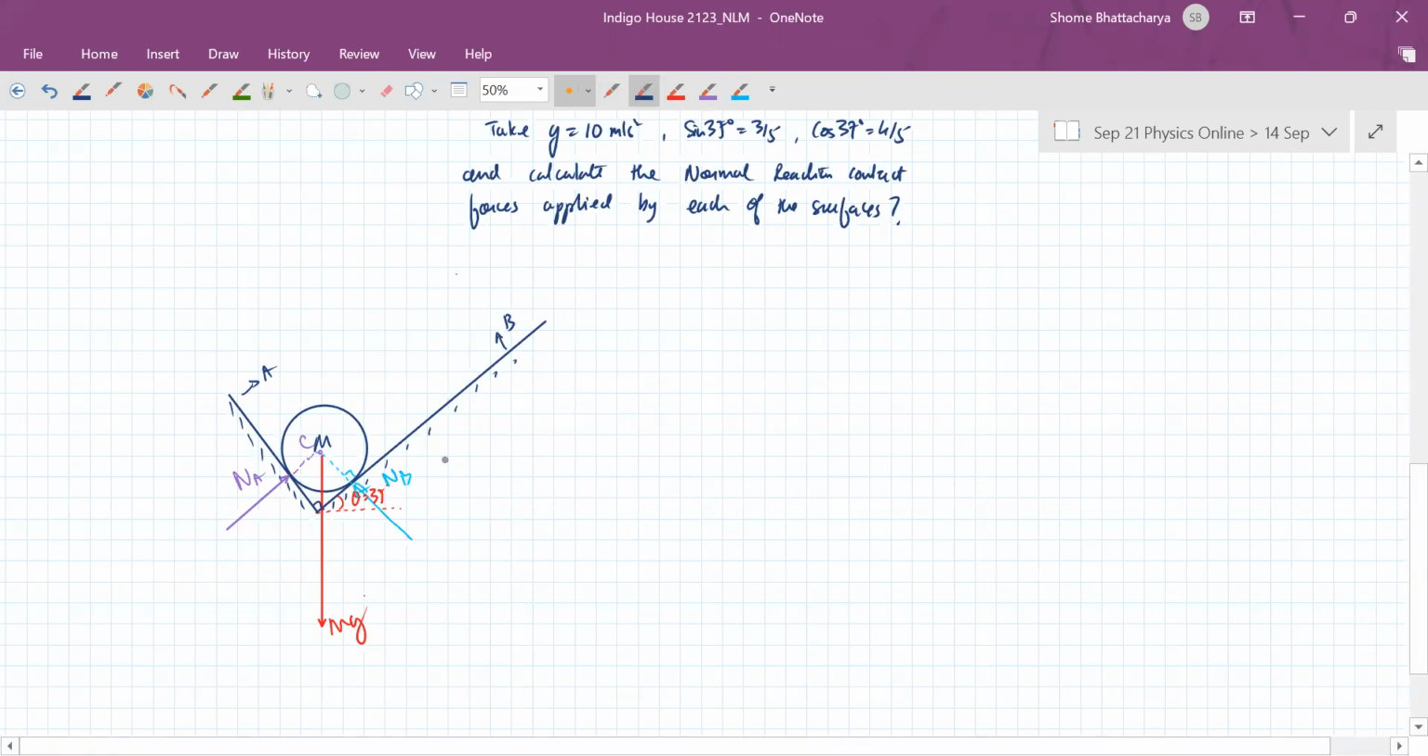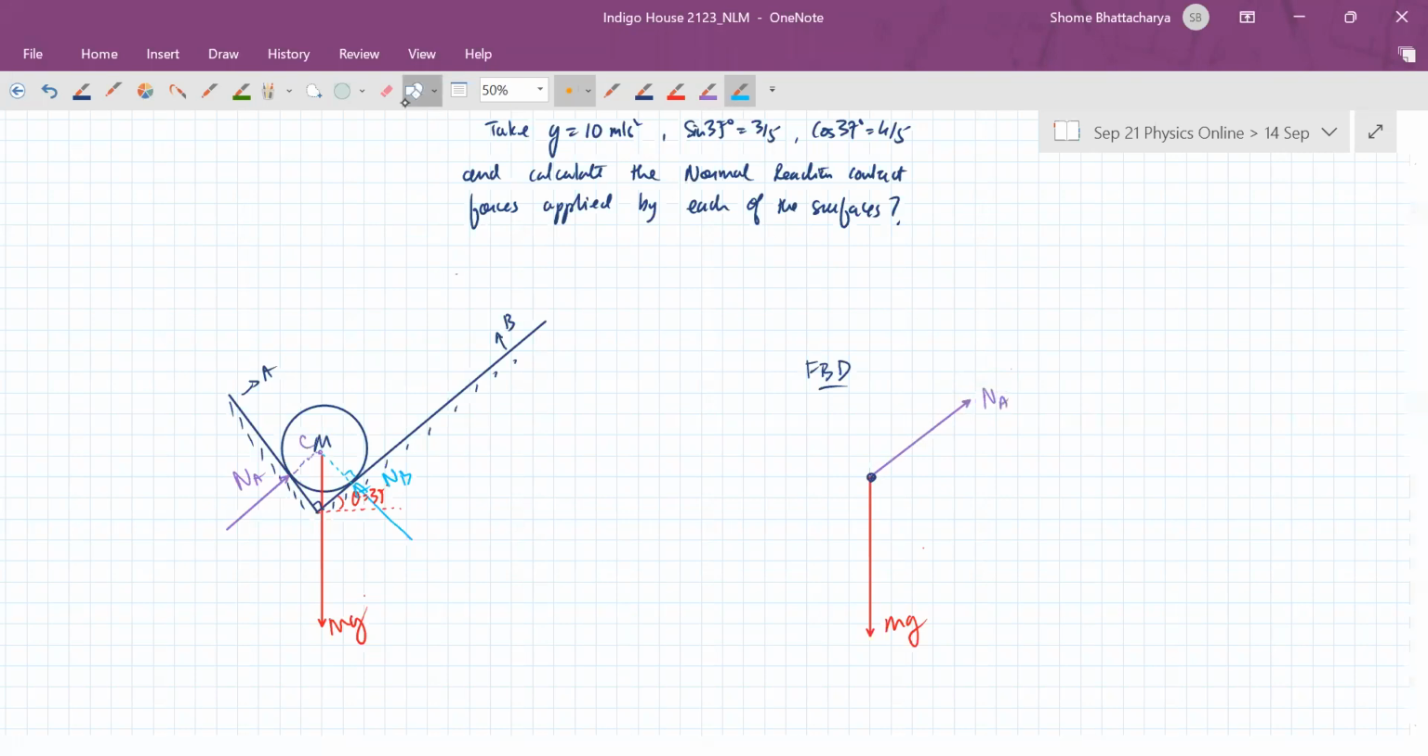So now when I convert this force diagram into an FBD, a free body diagram, remember, I have to show the cylinder like a point mass and then show the forces acting with respect to the point mass. So this is our weight mg. The only thing which is slightly tricky, which we have to do next properly, is the angles. Make sure that the angles are correct. So this is Na, and this is the normal reaction applied by B.